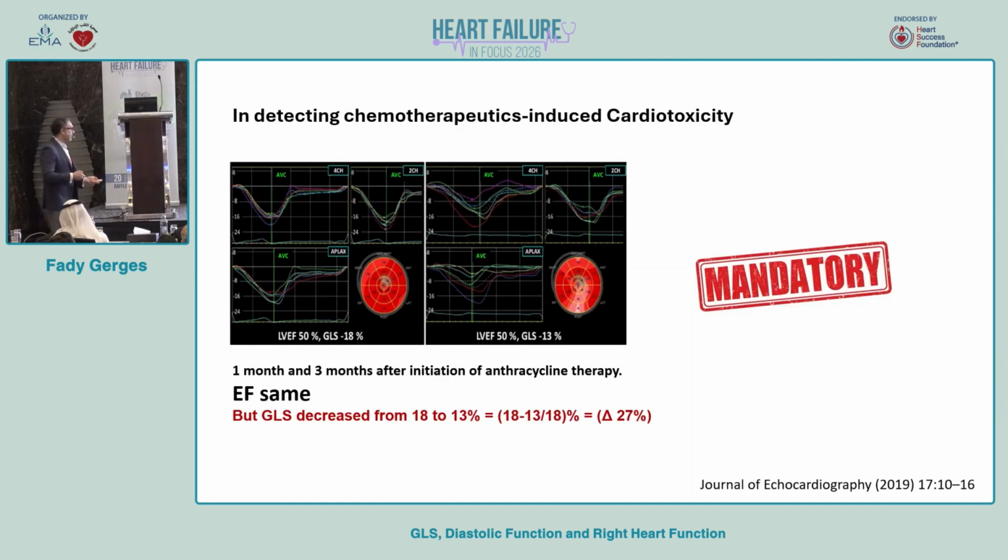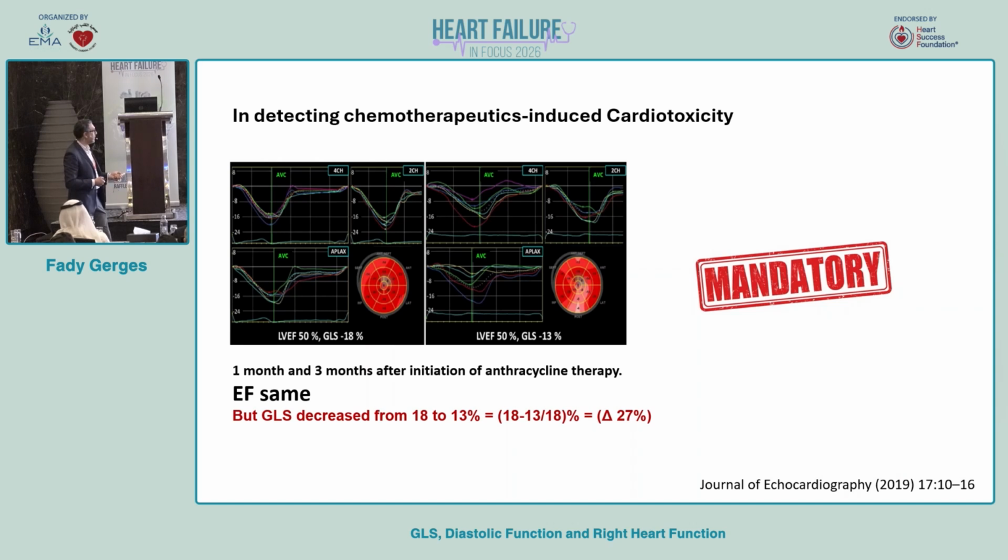How do we use it in clinical practice? Let's see that this patient we were just talking about had chemotherapy and was on anthracyclines. We know that anthracycline is one of the main agents that can cause cancer-induced cardiomyopathy or LV dysfunction. So this is 1 month, and this is 3 months after initiation of the medicine. The ejection fraction is completely the same, 50%.